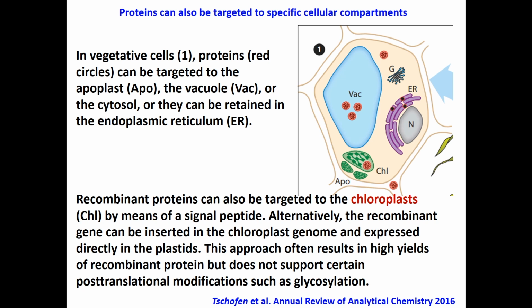organ. Alternatively, the recombinant gene can be inserted into the chloroplast genome and expressed directly in the plastids. So in case you don't have any signal peptide to target into the chloroplast, instead you can directly generate chloroplast transformed events. Directly you can transform the chloroplast so that the production of the protein is restricted within the chloroplast, and then subsequently you can isolate this protein from the chloroplast.